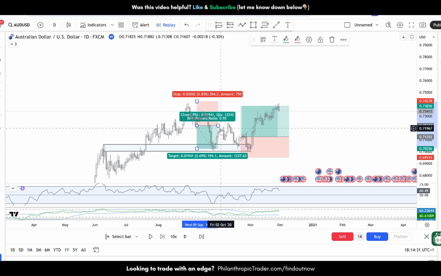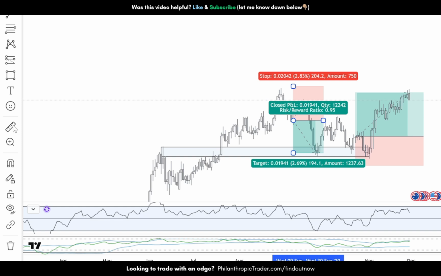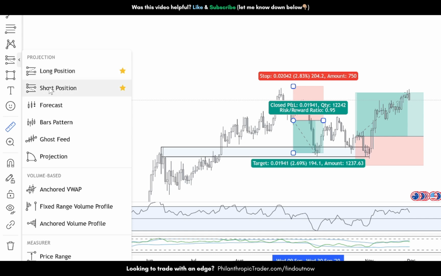It's really simple. This is how you use the measure tool for pips, and how you can use the tools to identify the risk reward ratio trades. Again, over here measure tool, and over here we have the long position or the short position tool.